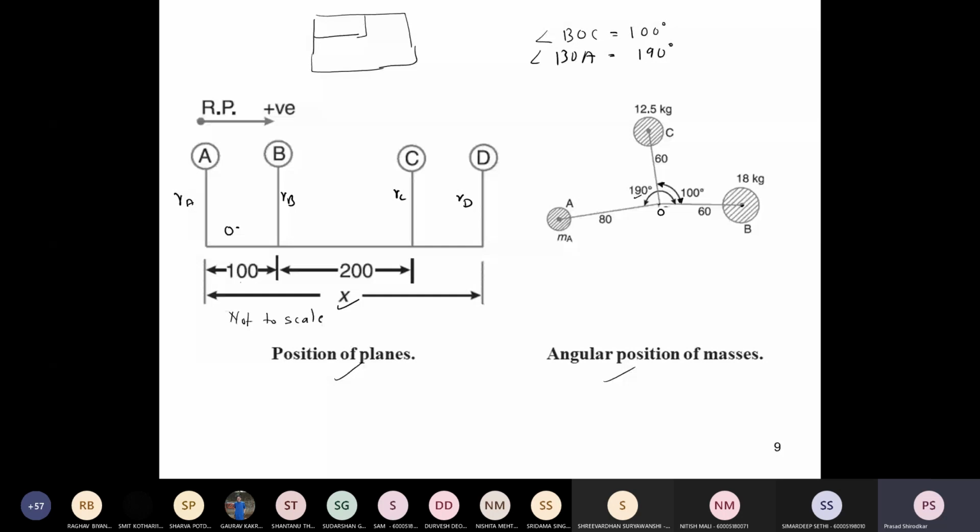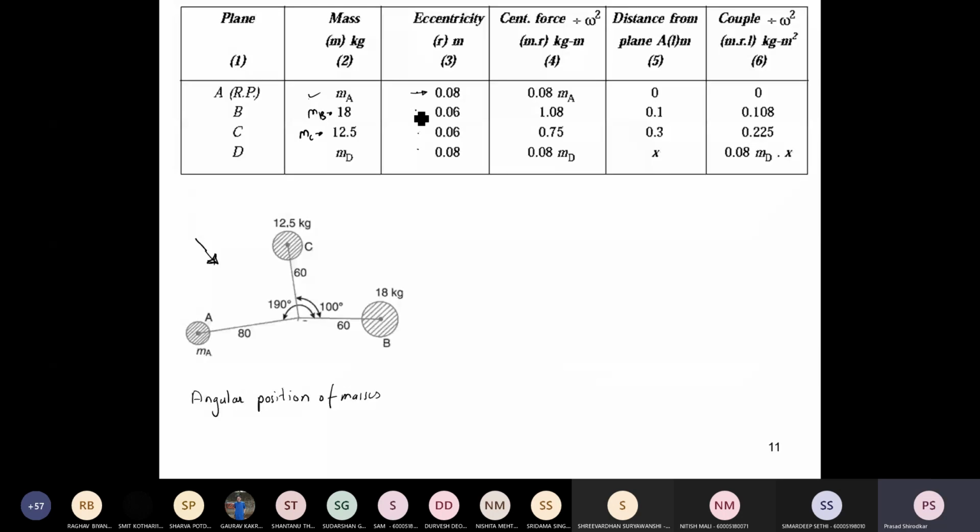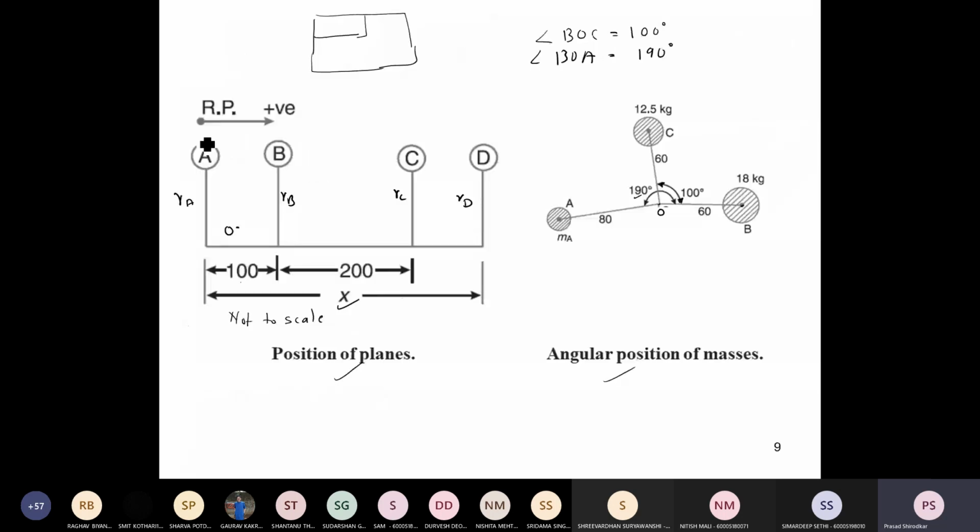Okay. So these values are entered over here. Okay. Then centrifugal force is m omega square r, but we are dividing this column by omega square. So it is just the second column into third column. Second into third, that is equal to the fourth column. Alright. So these two values are multiplied. Now I have taken A as a reference plane. Alright. So A is the reference plane now.